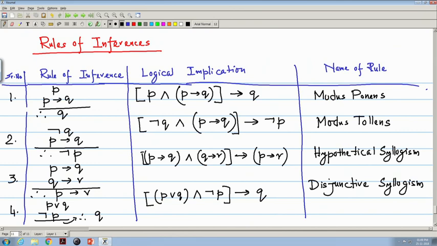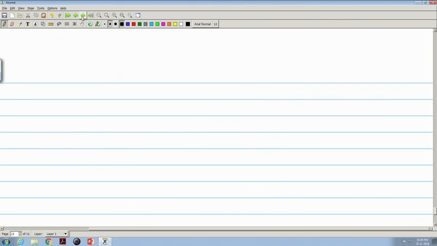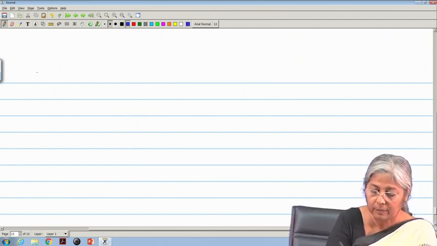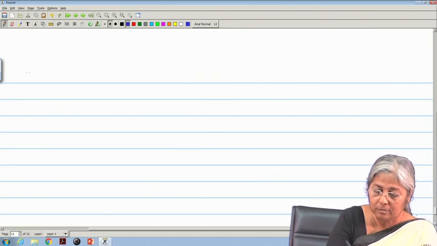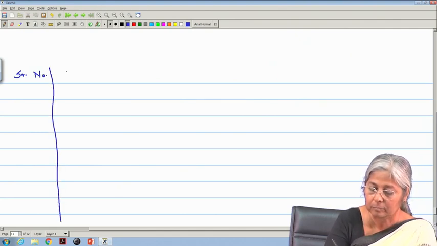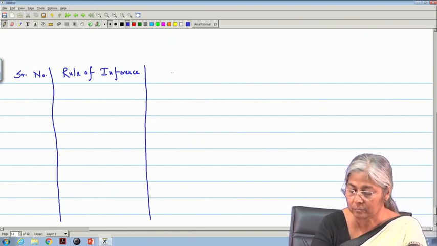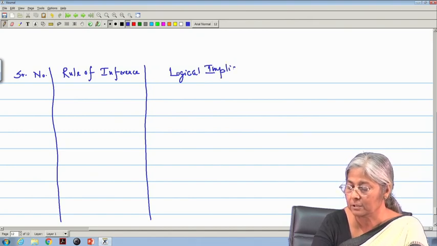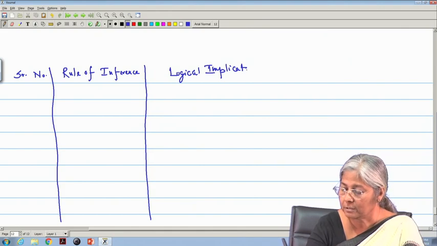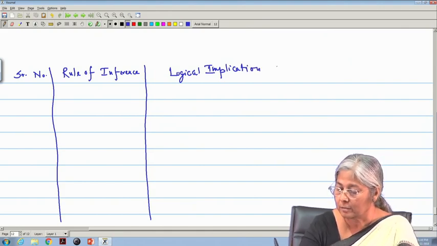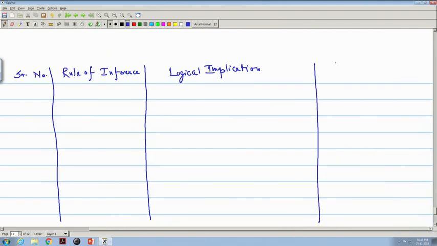Now we have some more rules of logical implication, which are related to the inferences, and the names of the rules.